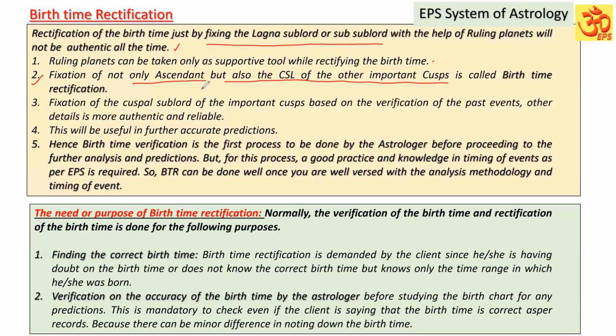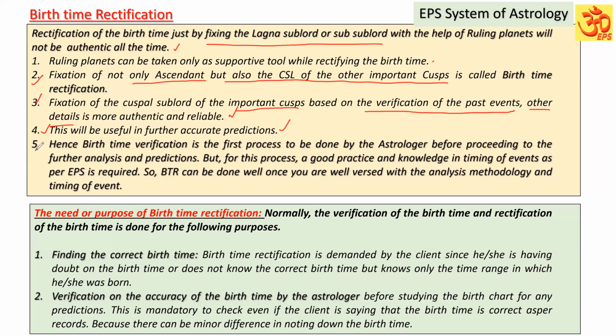Not only fixing the Lagna, but also fixation of the cuspal sublord of the other important cusps is called birth time rectification. Fixation of the cuspal sublord of the important cusps based on the verification of the past events or some other details related to that house matters is more authentic and reliable. This BTR will be useful in further accurate predictions.